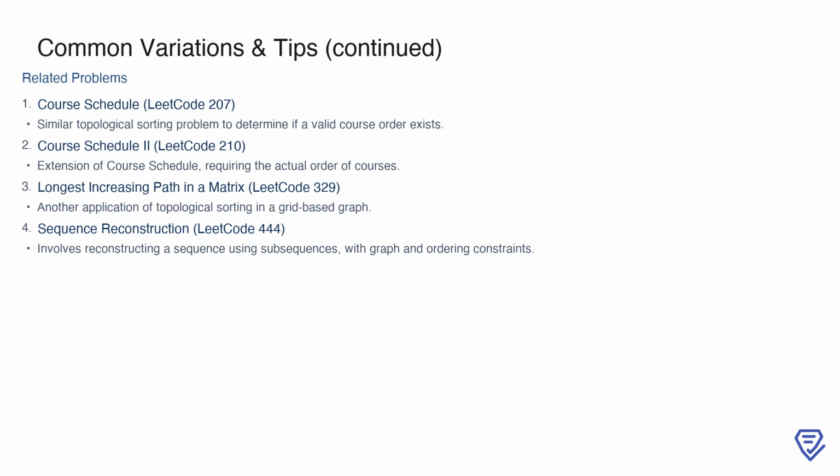Another related problem is LeetCode 329, longest increasing path in a matrix, which applies topological sorting in a grid-based graph instead of a word-based context. Lastly, LeetCode 444, sequence reconstruction, involves reconstructing a sequence using subsequences while adhering to graph and ordering constraints. Studying these related problems can deepen your grasp of topological sorting and help you recognize patterns across different scenarios.